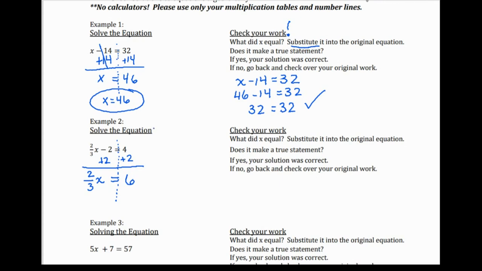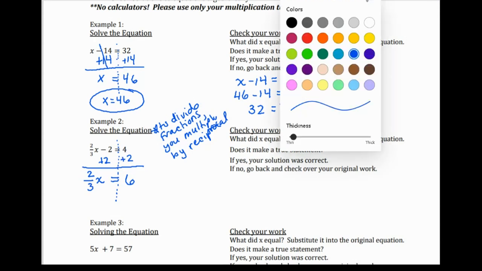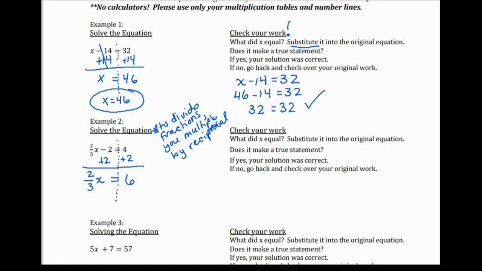Okay, so I'm just going to make a little note over here. To divide fractions, and you can jot this down, you multiply by the reciprocal. And the reciprocal is the flip. So I'm going to multiply, using a different color so people can clearly see what I'm doing, not by 2/3, but by 3/2.